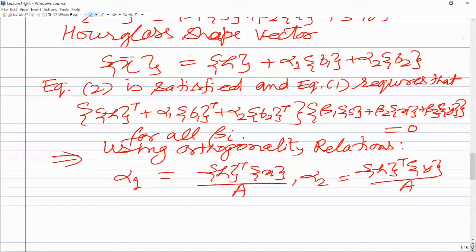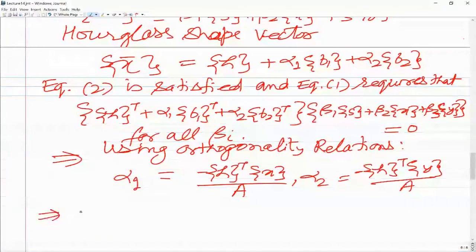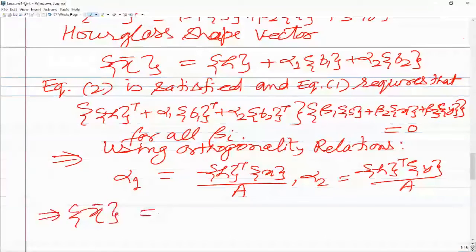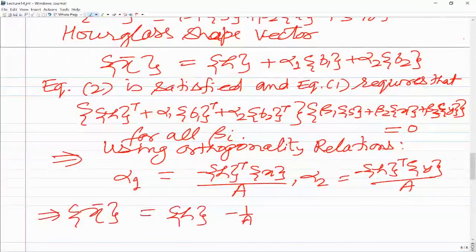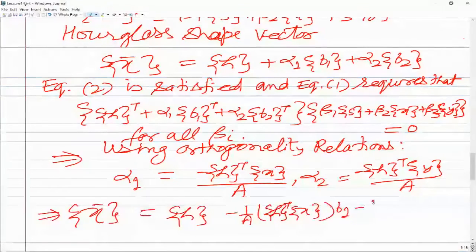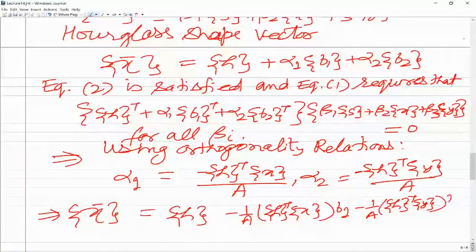So now finally you can say that this hourglass shape vector gamma bar will be equal to h, and then minus 1 upon A, then h transpose into x, into b1, and minus 1 upon A, then h transpose into y, this will be a scalar, into b2. So b1 and b2 are vectors.